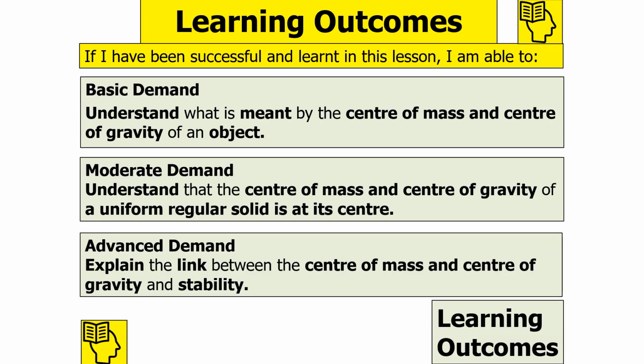If we've been successful and we've learned in this lesson, we should be able to understand what is meant by the centre of mass and the centre of gravity of an object. Understand that the centre of mass and centre of gravity of a uniform regular solid is at its centre, and then finally explain the link between the centre of mass and the centre of gravity and stability.